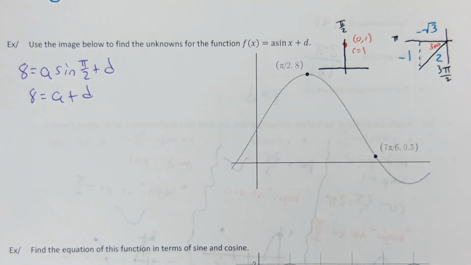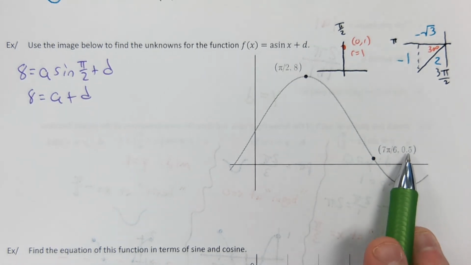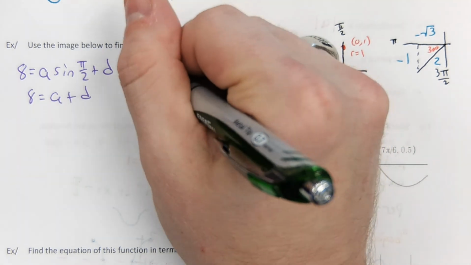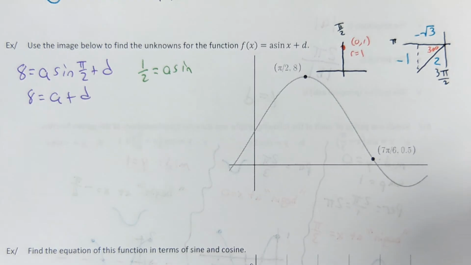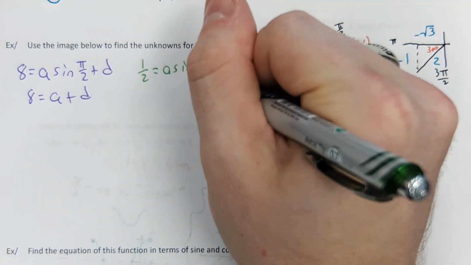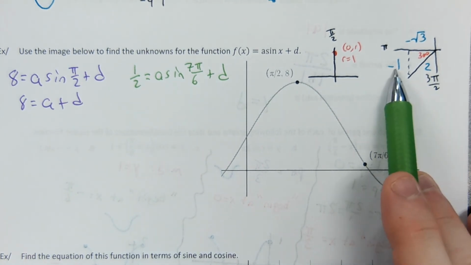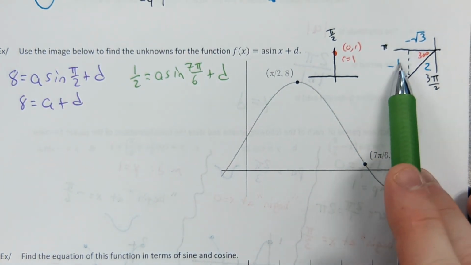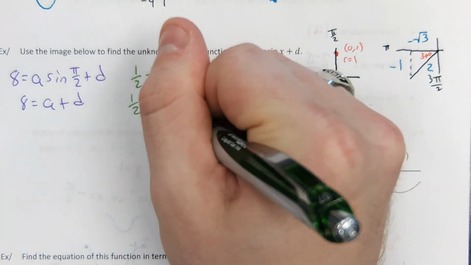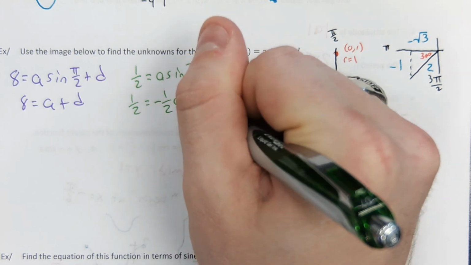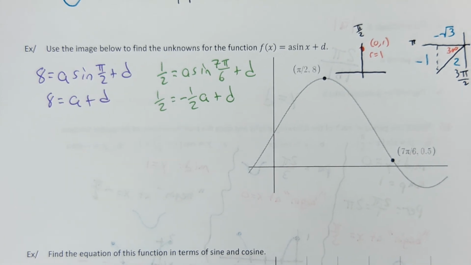Well, that's going to make life really easy because it'll be great for substitutions. Let's do the other one then. Using 0.5, I'm going to say 1/2. Using 1/2 as our y value, we get a times the sine of 7 pi over 6. So we come over here and we say sine is opposite over hypotenuse, or y over r. Oh, it's negative 1/2. There you go. You have your system of equations. We just need to solve for a and d.